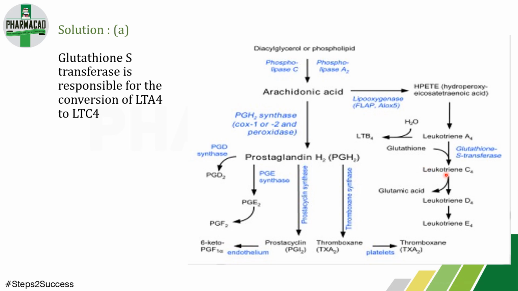So we have leukotriene C4 and leukotriene A4 conversion, and it proceeds with the formation of glutathione that is inserted in the leukotriene A4 structure. And the enzyme that is responsible for the conversion of this reaction is glutathione S transferase, that is GSH transferase. Hence the correct option is A.